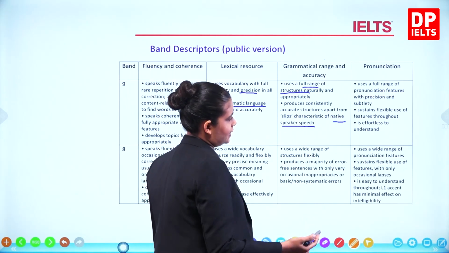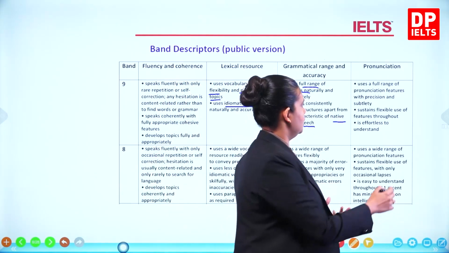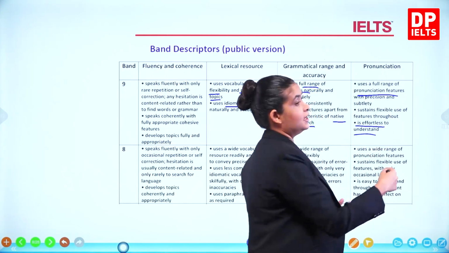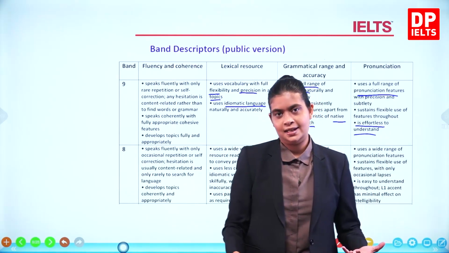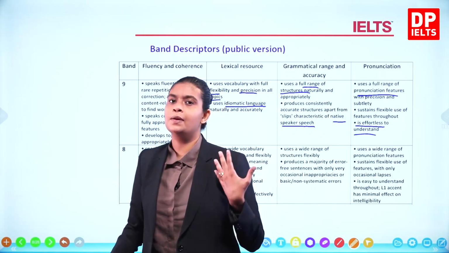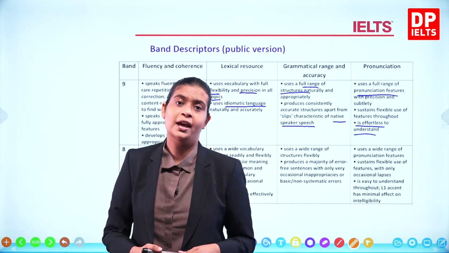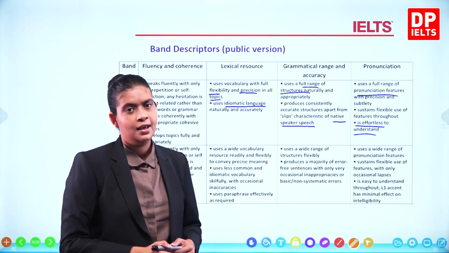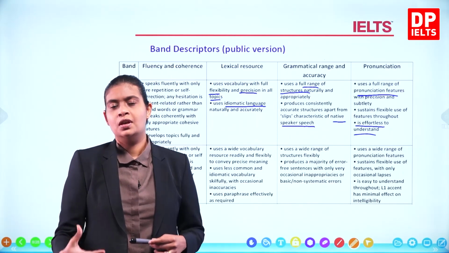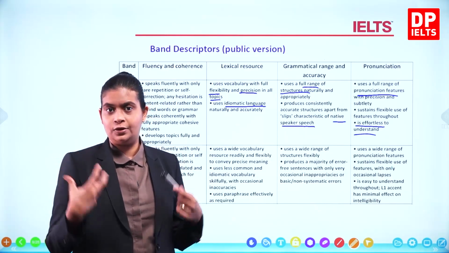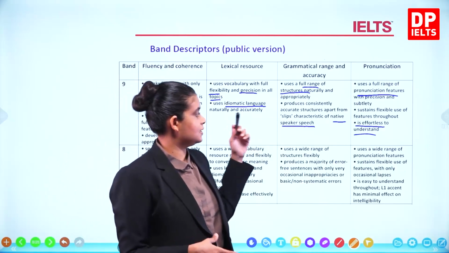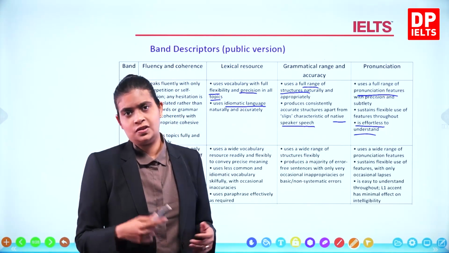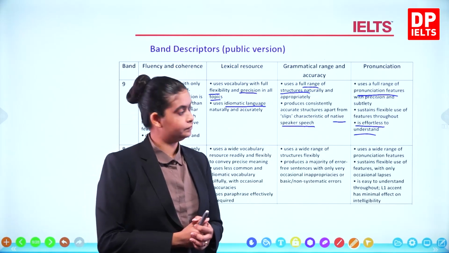Pronunciation also is the same, right? You have good pronunciation features, and without making an effort, it's easy to understand. When I say pronunciation, you can get a 9. You don't have to sound like a British or an American to get a 9, okay? It's how well you pronounce. If you pronounce it properly and well enough, and it's easy to understand, and you maintain those pronunciation features, you should be able to get a 9.